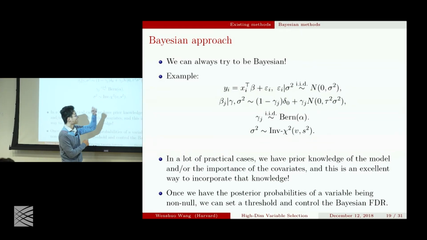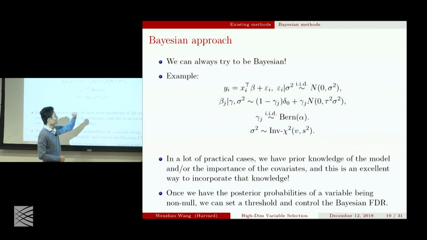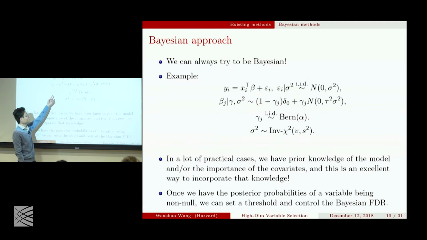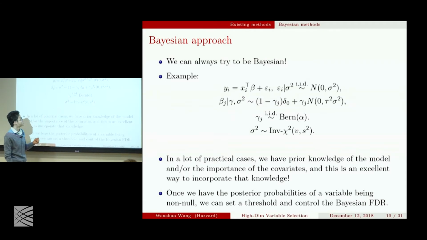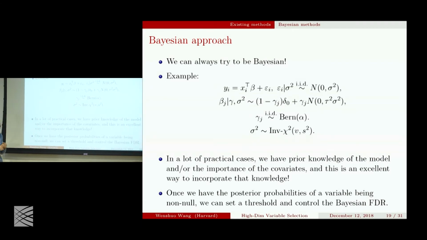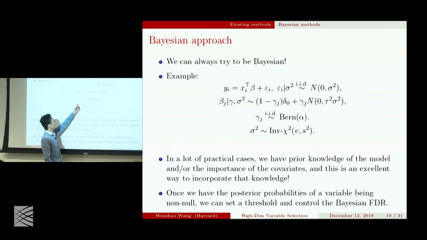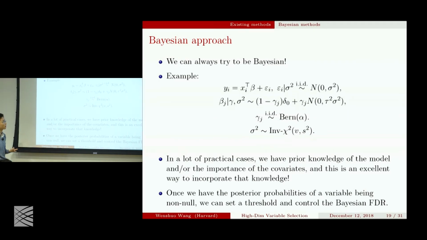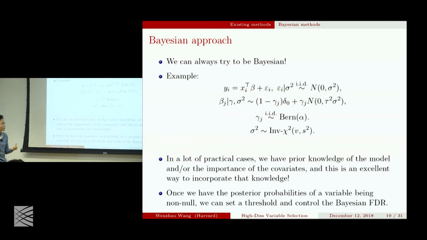Sigma squared is the noise, and tau you can see as the signal-to-noise ratio. And gamma_j is an indicator of whether the term x_j is influential, because if gamma_j is 1, then beta_j is non-zero, and if gamma_j is 0, then beta_j is 0. When beta_j is 0, that means x_j is a null variable. We assume gamma_j is Bernoulli(alpha). So alpha is basically how many variables are actually important.